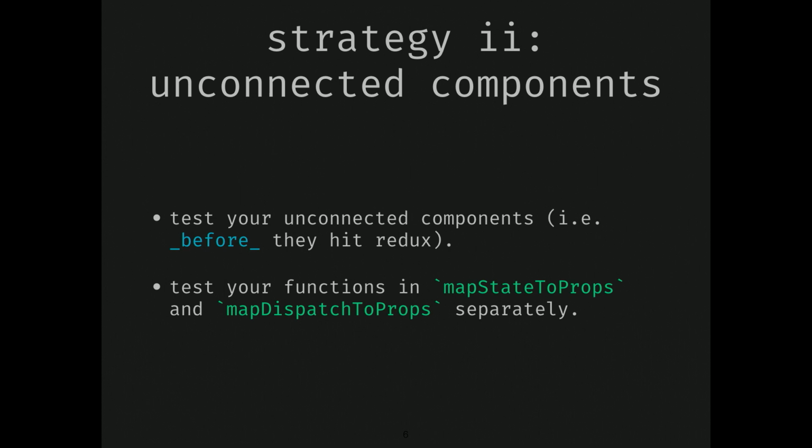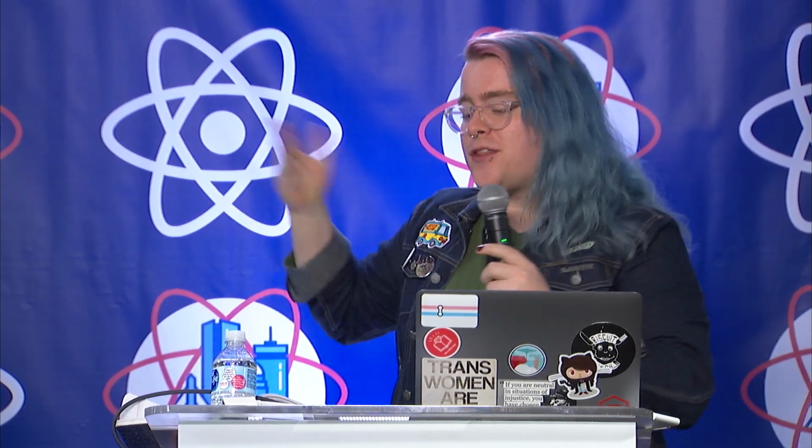And I wrote the slide before I listened to the talk that happened at 1:30. Apparently, you don't need to write mapStateToProps and mapDispatchToProps functions. You can just pass a hash. So if you do that, this becomes way easier. Otherwise, you want to test those functions separately, such that you know that they work and you know that Redux works, so your component's getting the stuff that it needs.